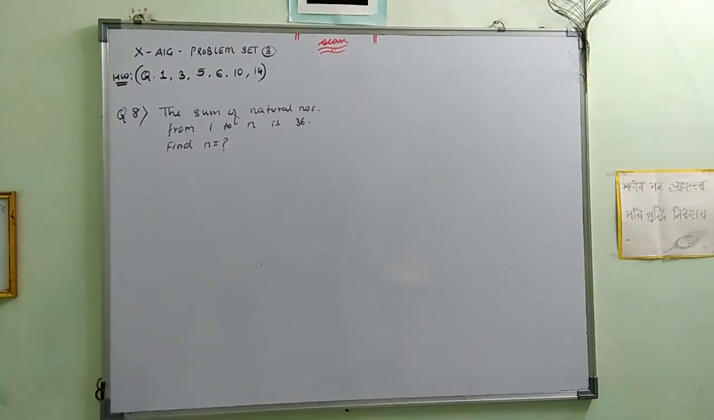Dear students, now the next question is question number 8 from the problem set 3, algebra. It says that the sum of the natural numbers from 1 to n is 36.